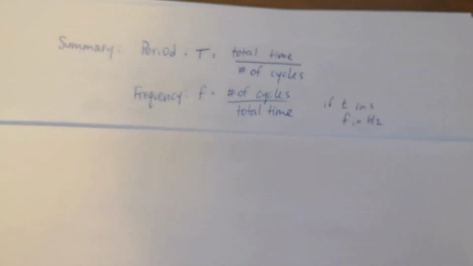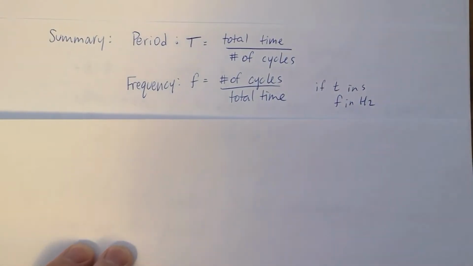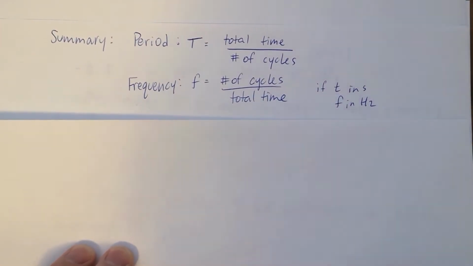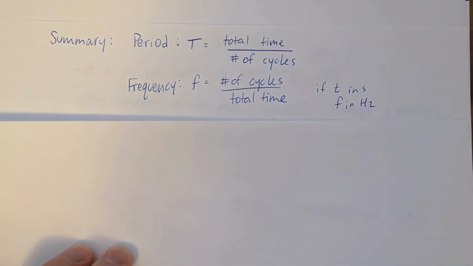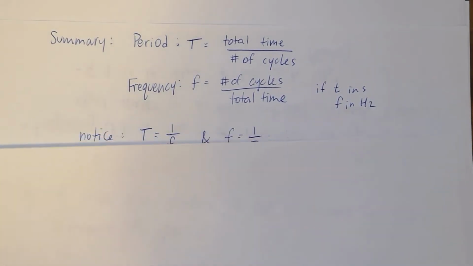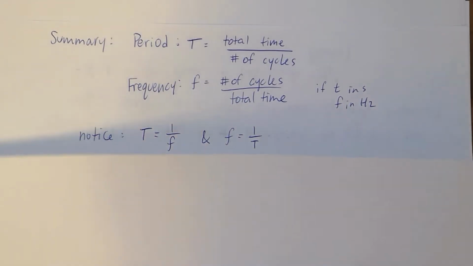I want to summarize. This is what you should have in your brain about period and frequency. So I want to make it perfectly clear. Period is a time. It's the total time divided by the number of cycles that something made in that time interval. And frequency is the inverse. It's the number of cycles made in time. All right, and then a reminder, if time is in seconds, frequency is in hertz. But since those fractions are the inverse of each other, period is 1 over frequency, and frequency is 1 over period. Okay? Next, I want to do an actual example with math.